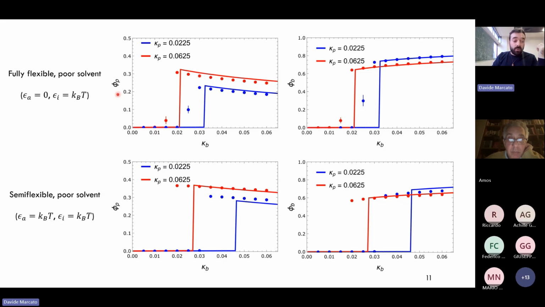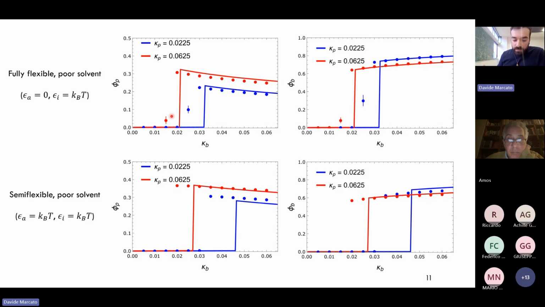And this is true also for semi-flexible chains. So here we have both the semi-flexibility and the nearest neighbor interaction. And again, we see the same behavior. And also Monte Carlo simulations showed the presence of this phase transition. Okay, so we were quite happy with, let's say, the results of the mean field in comparison to the Monte Carlo.